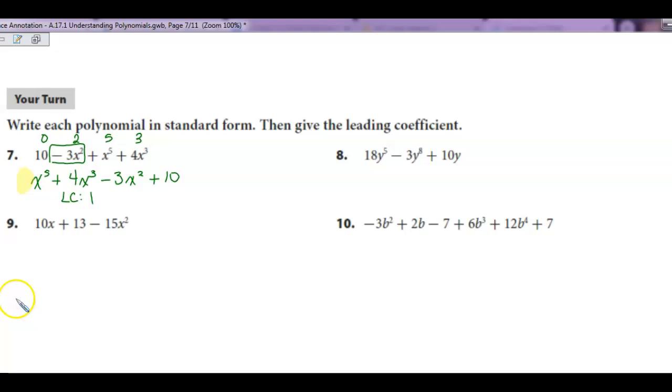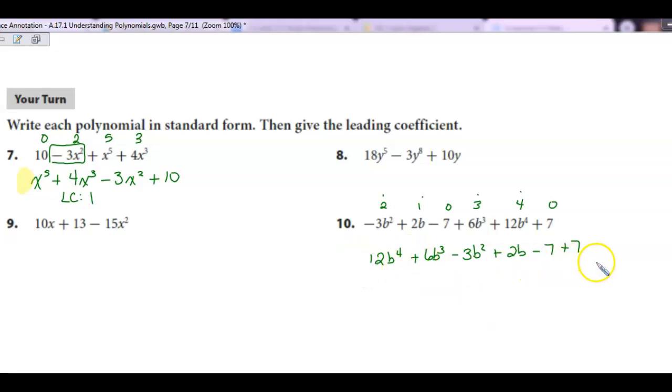Okay? Take a look at number 10 and write it in standard form and then give the leading coefficient. So here it is in standard form. And then I wanted to take a look at this -7 plus 7. I can simplify that to be 0. And so if I were to write it in correct form, I would get rid of this part because that would be plus 0. And now tell me what the leading coefficient is. And if you said 12, you were correct.